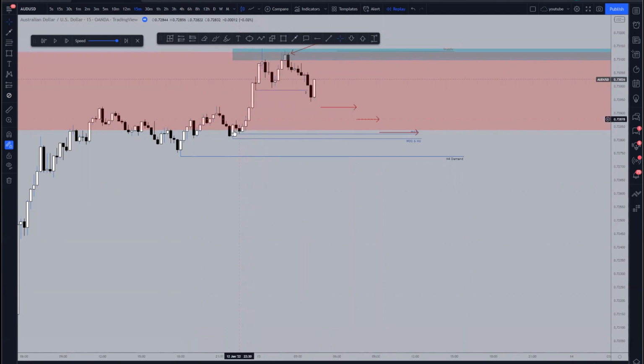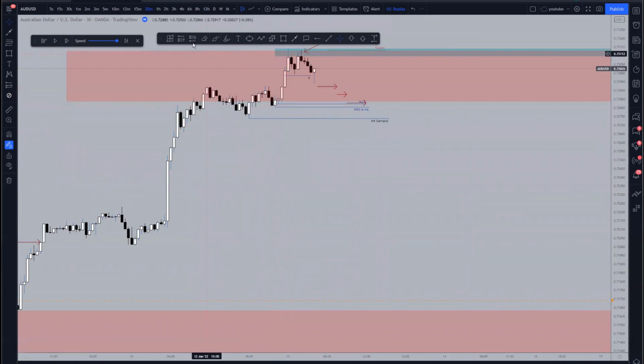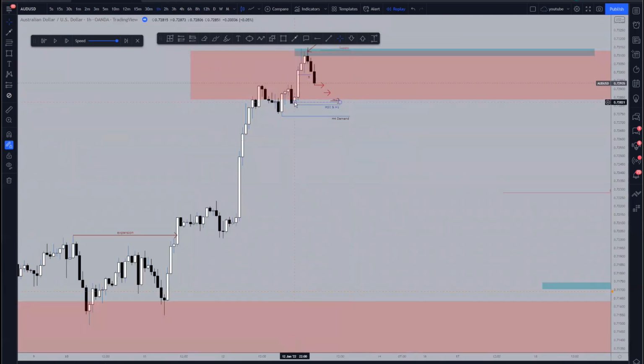So this is my 15-minute demand. In order for the 15-minute time frame to transition into bearish flow, we would need to see a break below this area. And if we go to the 30-minute, it's also right here. If we go to the H1, it's also right here. This is a strong intraday demand.